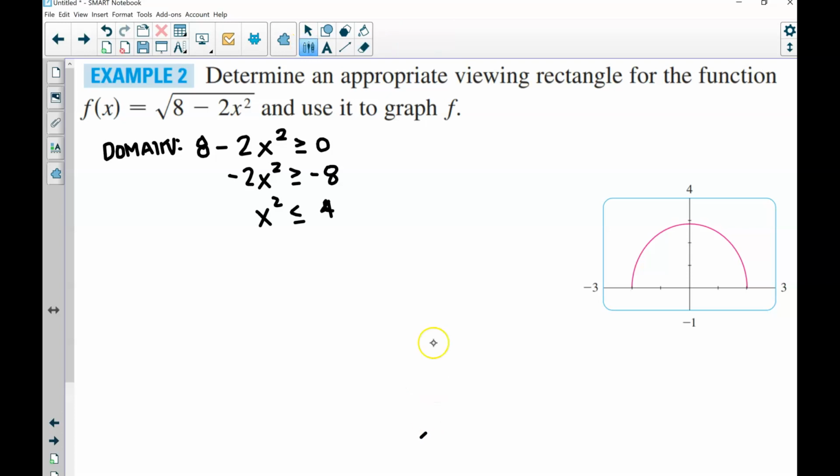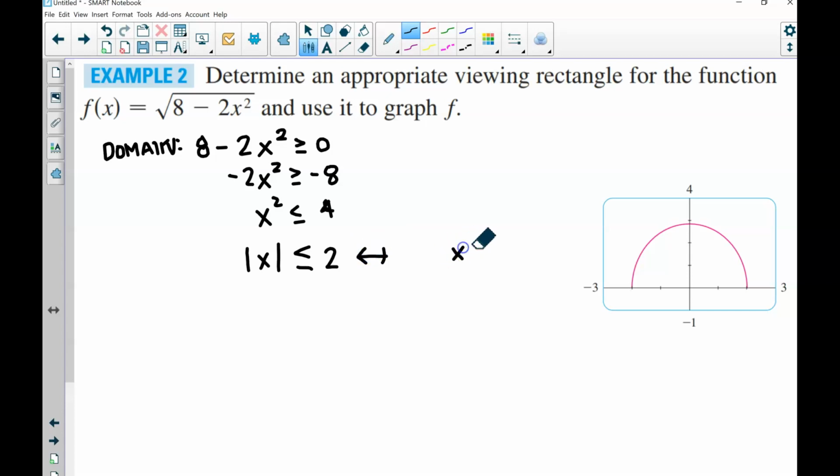So what does that mean? Since we have x squared less than or equal to 4, if we take the square root of both sides, that would give us the absolute value of x, which would then be less than or equal to 2. Because of taking the square root of both sides, we also need to take into account that it now becomes the absolute value of x less than or equal to 2. So what does that mean? Well, if you remember from intermediate algebra, it means that x would have to be in between negative 2 and 2. Okay? So the domain of this function would then be negative 2 to 2.